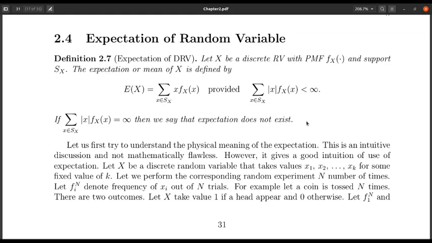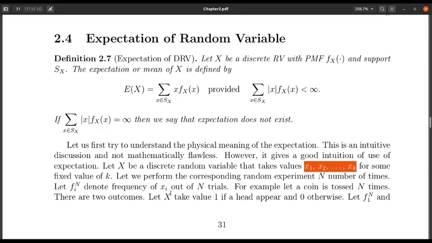In this lecture, we will learn about expectation of a random variable. Before going into the exact definition of the expectation of a random variable, let us talk about one simple example. Suppose we have a discrete random variable which takes values x1, x2, ..., xk, so it can take k values, and k is a known number.